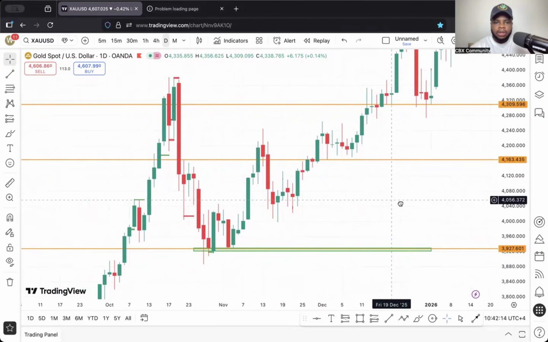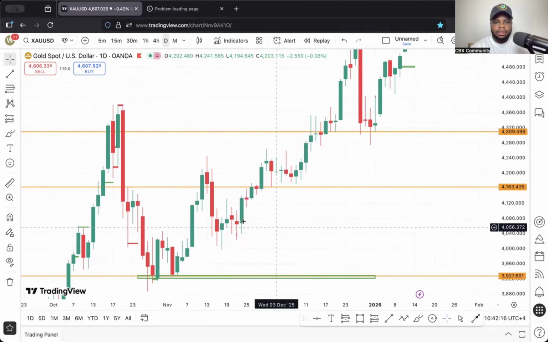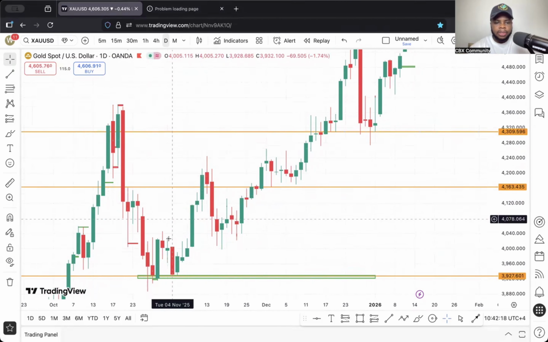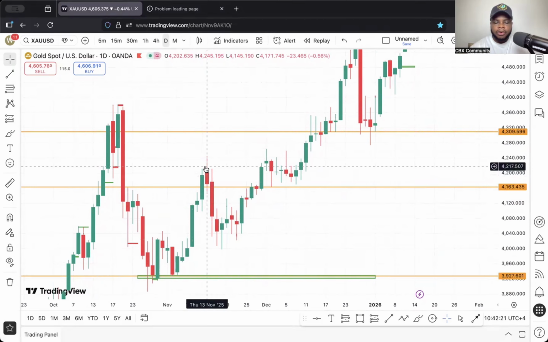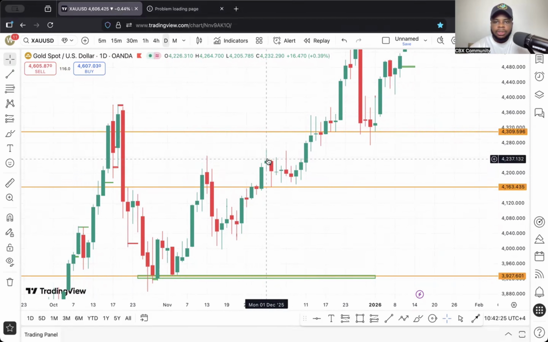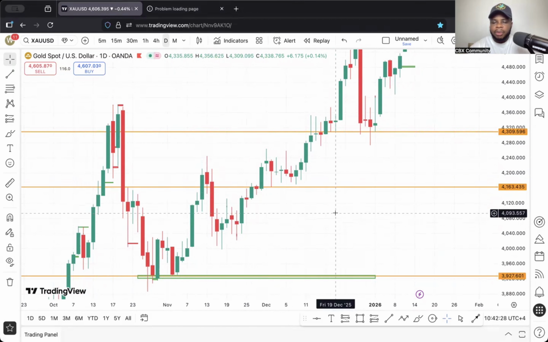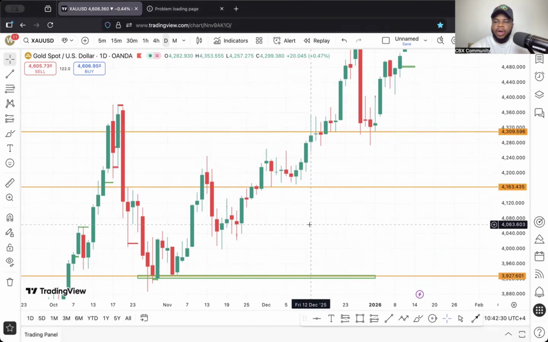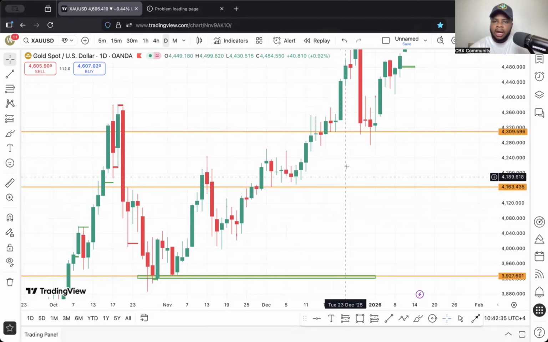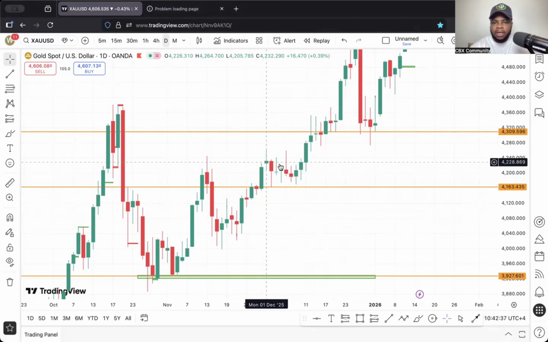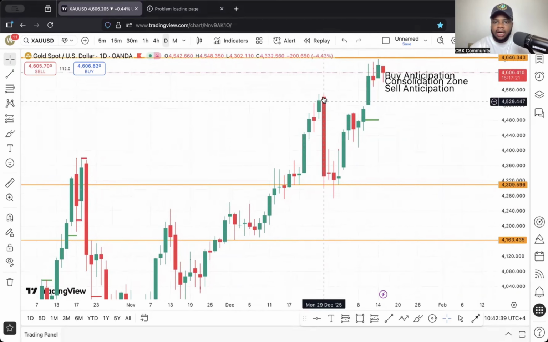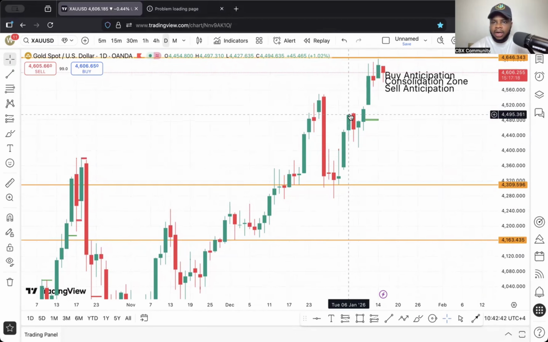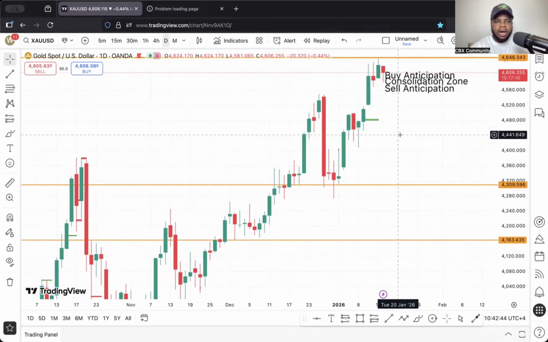So let's see how the daily market condition is. The candle came down to form a support zone, went up to form a resistance zone, came down to form a support zone. Looking at how the condition of the market structure is, if you are in an uptrend, you have a higher high, a higher low, a higher high, a higher low, a higher high, a higher low, and a higher high.